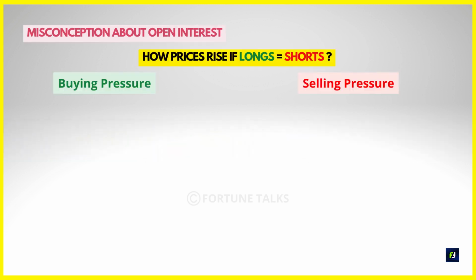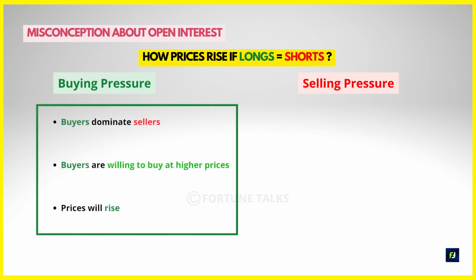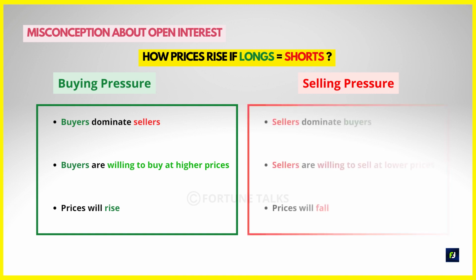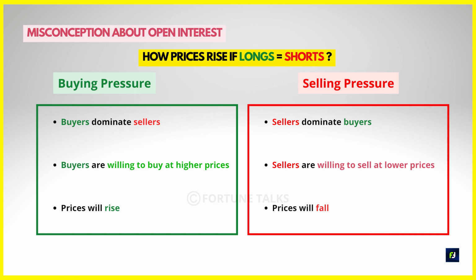The simple answer is buying pressure or selling pressure. So if buyers of a contract are dominating the sellers and they are willing to buy at higher prices, the prices will eventually rise. And if the sellers are dominating the buyers by selling at even lower prices, the prices will fall as a result. But buyers will always be equal to the sellers, because for a transaction to happen, there is always a seller for every buyer.